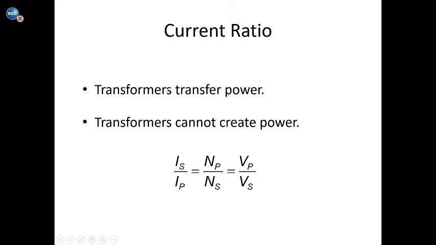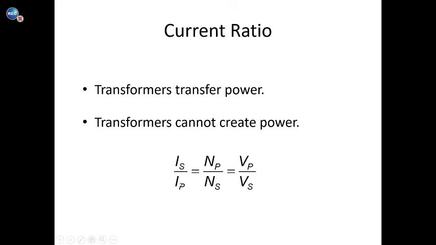Transformers transfer power, but they do not create power. We're applying power to the primary, a voltage and a current, and we can get a power from that, and it's transferring that power to the secondary. So the secondary's power is not being created, rather it's being transferred from the primary to the secondary. It's not possible to create or destroy energy. So the power supplied to the primary must be equal to the power being used by the secondary, and therefore the voltage times current for the primary must be equal to the voltage times the current for the secondary. In other words, the powers must be equal.